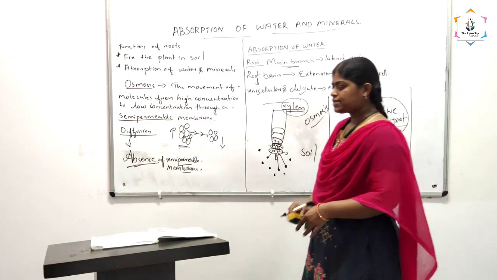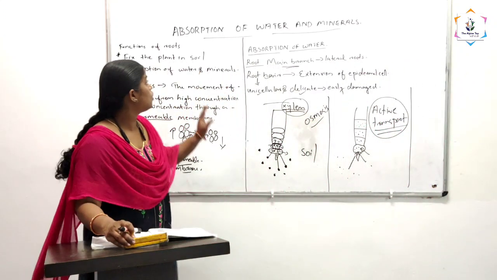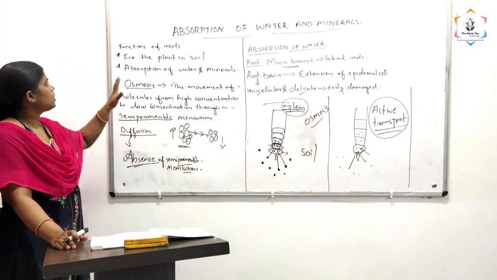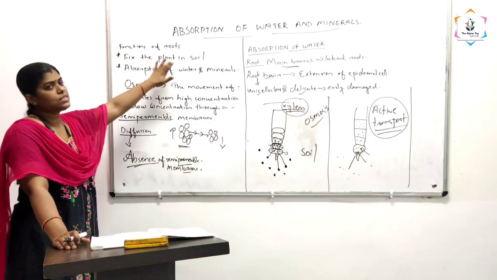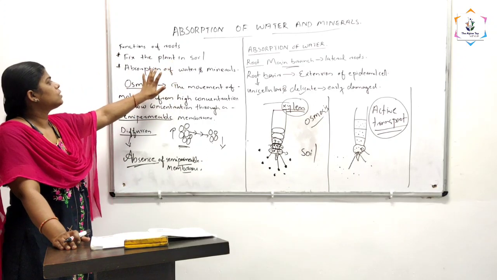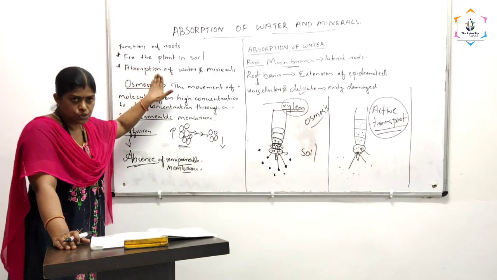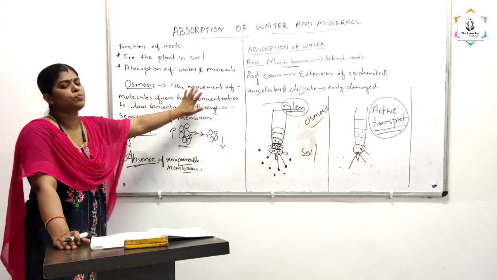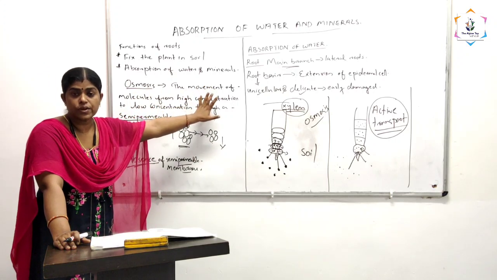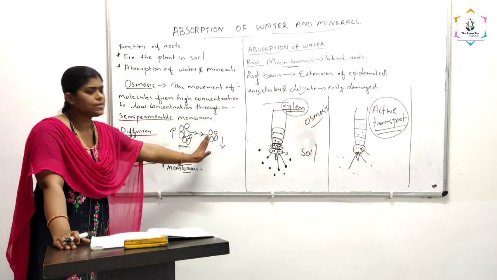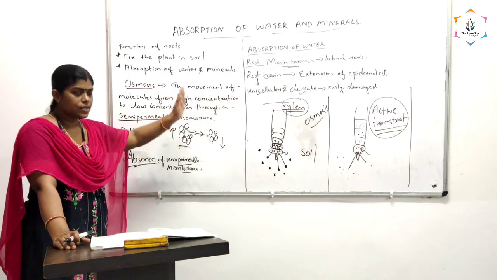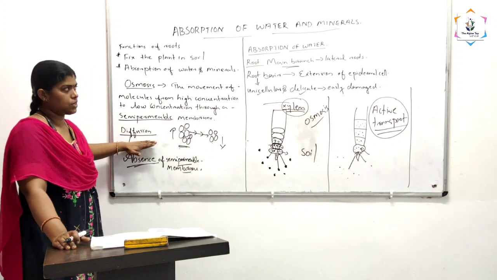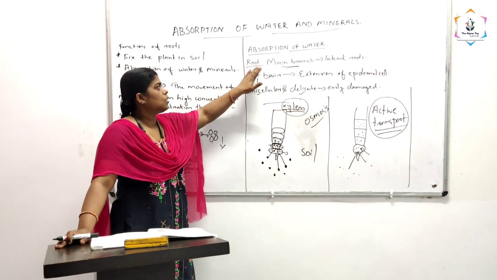Okay, so in today's class we have seen the process of absorption of water and minerals, and you have to be familiar with the function of the roots. It is fixing the plant in the soil, and it is doing the absorption of water and minerals. And you should know what is osmosis. What is osmosis? The movement of molecules from high concentration to low concentration through a semi-permeable membrane. And if there is no semi-permeable membrane, that process is known as what? Diffusion.